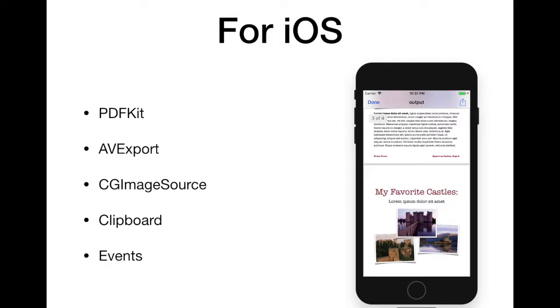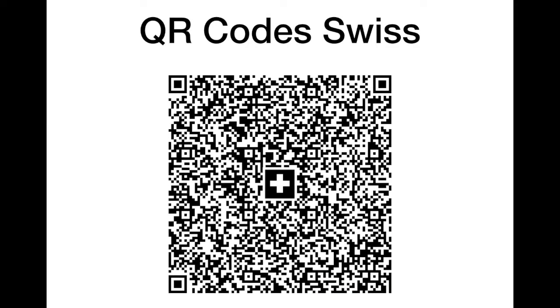And also we got the clipboard functions to work on iOS, and for the events database, you can now do calendar items and reminders. So you can read them, write them, add them to the user database on iOS. And if you need a QR code like this for Switzerland, for payments, you can do that in the plugin too.